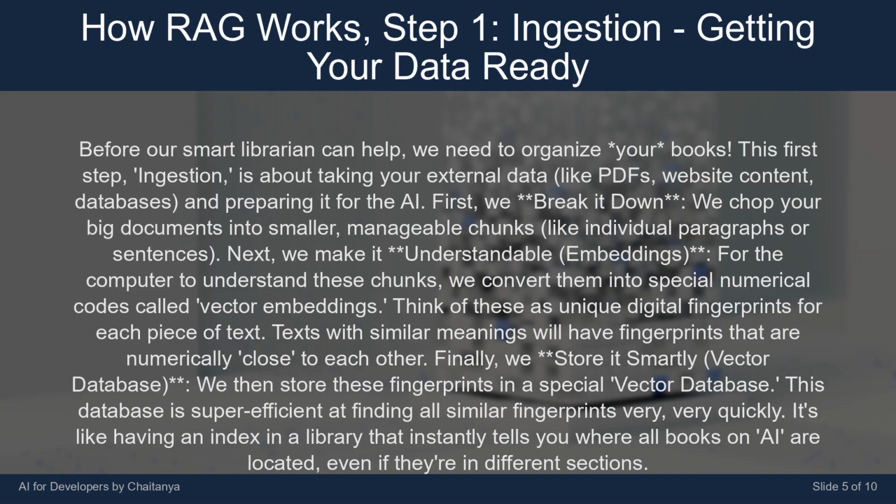Finally, we store it smartly. Vector database. We then store these fingerprints in a special vector database. This database is super efficient at finding all similar fingerprints very quickly. It's like having an index in a library that instantly tells you where all books on AI are located, even if they're in different sections.